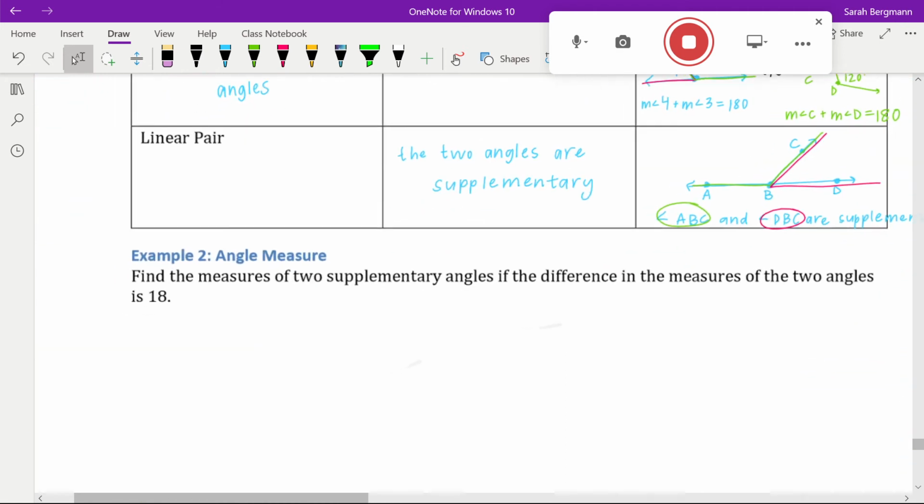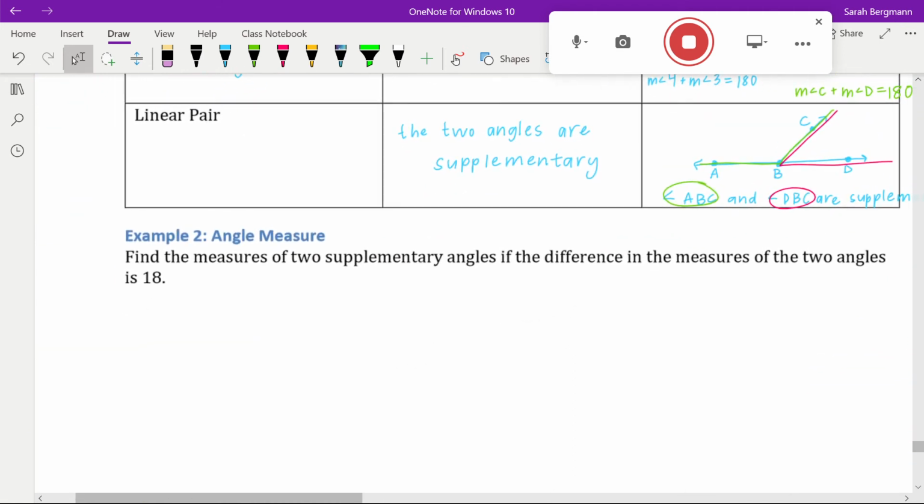Let's do an example together. You have to know your vocab to be able to solve this example. It says, find the measure of two supplementary angles if the difference in the measures of the two angles is 18. So the first fact that we know is that we're finding two measures of two different angles.